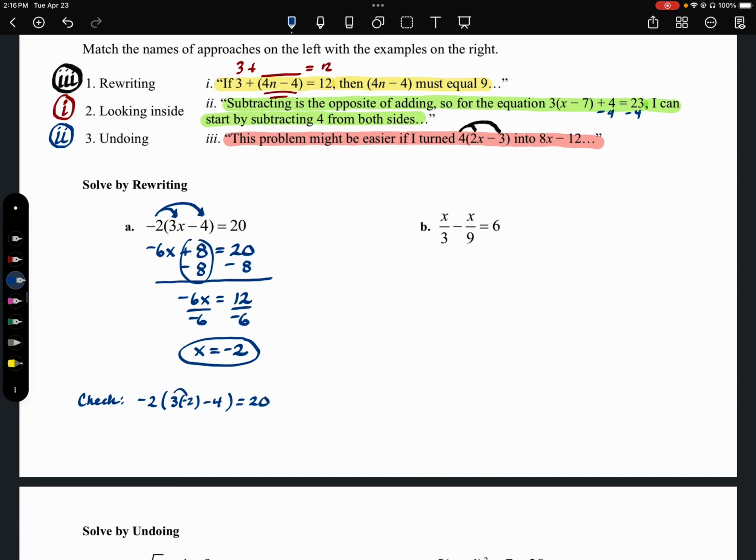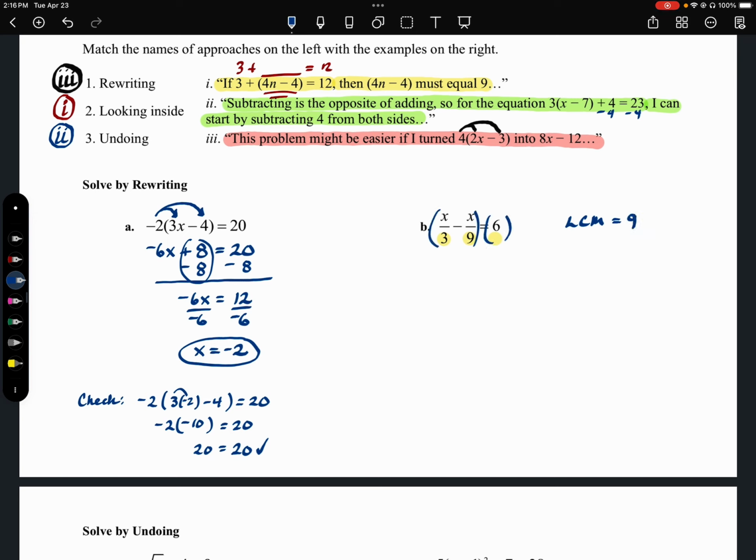Let's go on to letter B. We have x over 3 minus x over 9 equals 6. So it might be easier for us to rewrite this without fractions. Remember, this is what we did in lesson 10-2. We would identify, looking at our denominators here, what would the least common multiple of 3, 9, and 1 be? Well, we know that 1, 3, and 9 all go into 9. So let's multiply both sides of the equation by 9.